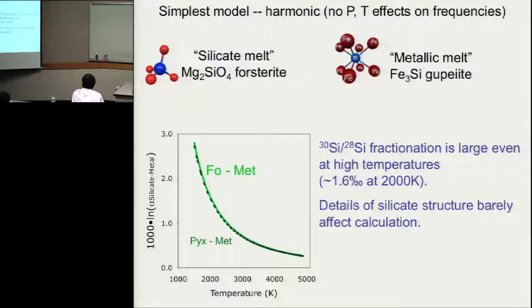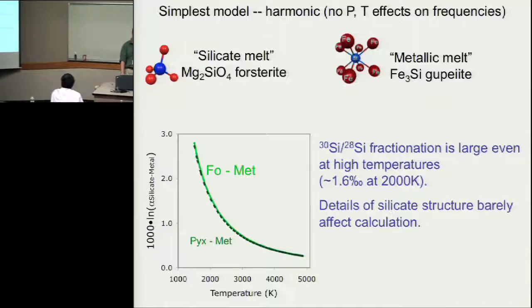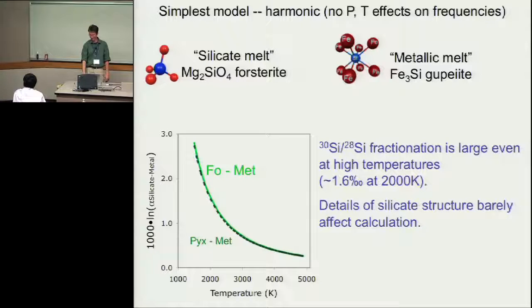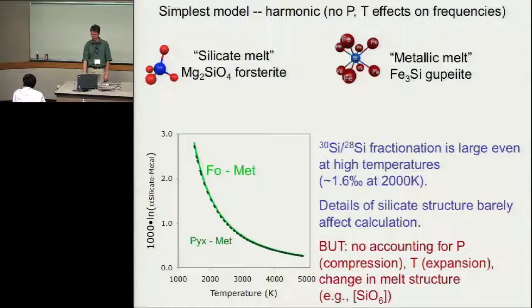Okay, it doesn't really matter whether you look at pyroxene or forsterite, actually zircon or quartz. They're all pretty much going to give you the same answer at this scale. But the big problem, of course, is that there's no pressure here. So this is a non-compressed result, in some sense. And we're assuming everything's harmonic, so temperature is being treated only in a very simplified way.